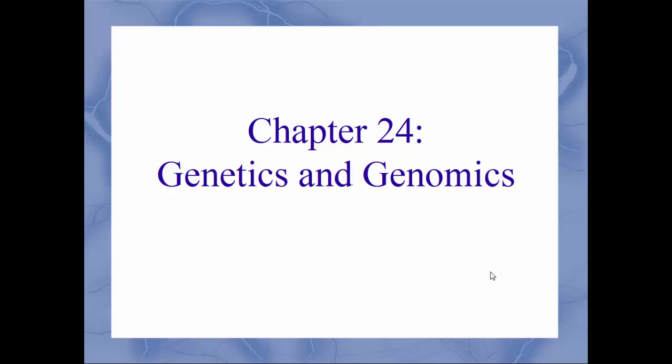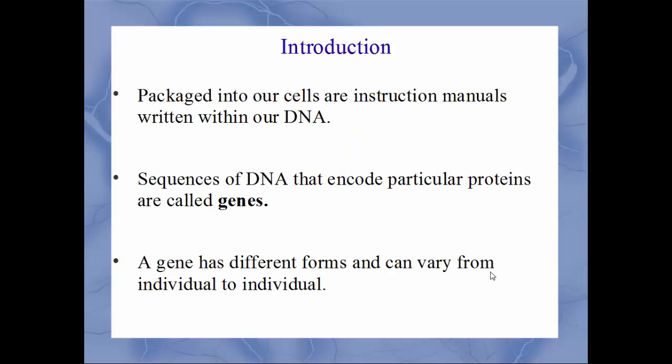Okay, in this video, we'll cover our last chapter of our course, Chapter 24, Genetics and Genomics. Now, packaged into all of our cells are instructions that are written within our DNA. And these small sequences of DNA are called genes, and they will encode for various particular proteins. And a gene can vary from individual to individual and have different forms.